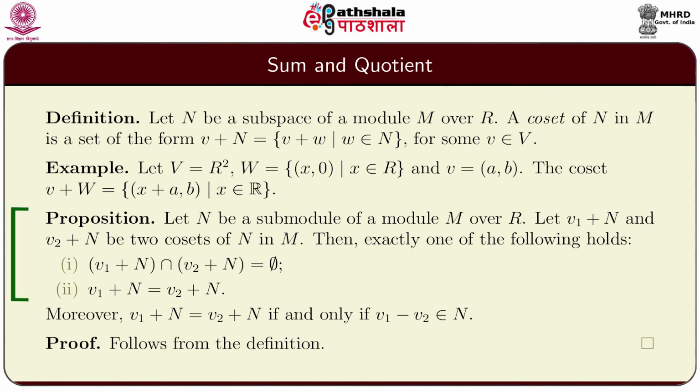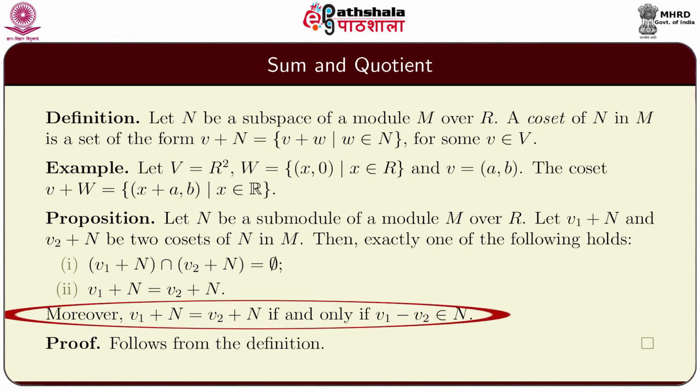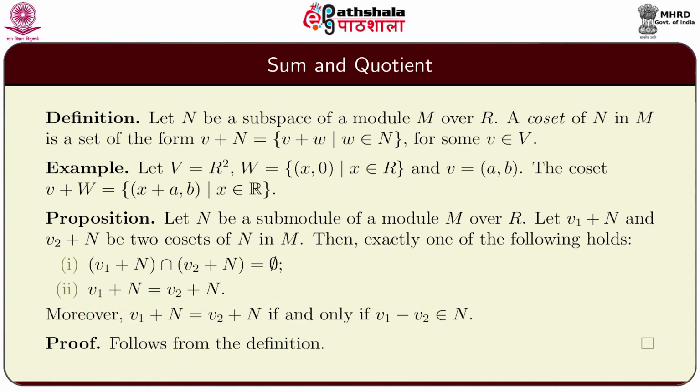A proposition: let N be a submodule of a module M over R. Let v1 plus N and v2 plus N be two cosets of N in M. Then exactly one of the following holds, that is v1 plus N intersection v2 plus N is the empty set, or v1 plus N is equal to v2 plus N. Moreover, v1 plus N is equal to v2 plus N if and only if v1 minus v2 belongs to N. You can see that this is exactly the same as that for vector spaces, and it is an easy verification which follows from the definition.